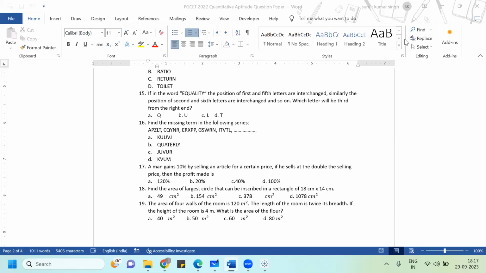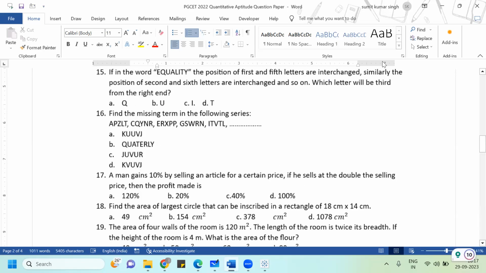Hello everyone, welcome to the class on PGCT, where we are discussing the questions from the quantitative aptitude section. So far we have done till question number 15 in this class. Now I'm going to discuss question number 16.